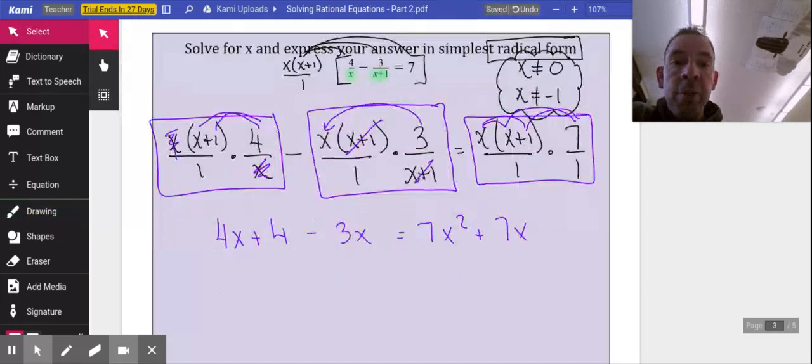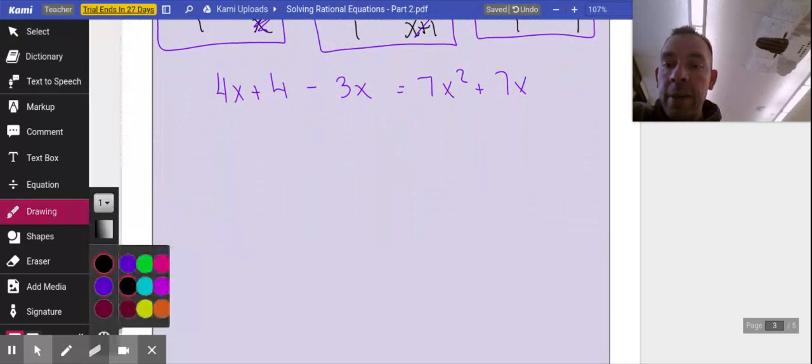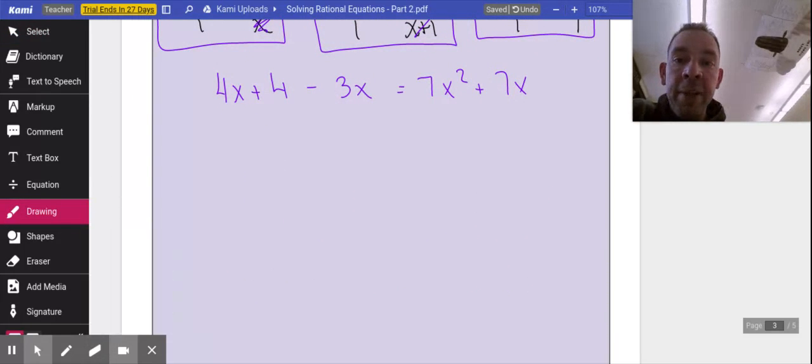We'll go ahead and try to move everything over to one side. I bet you're really feeling the rhythm here. Starting to build some confidence here.